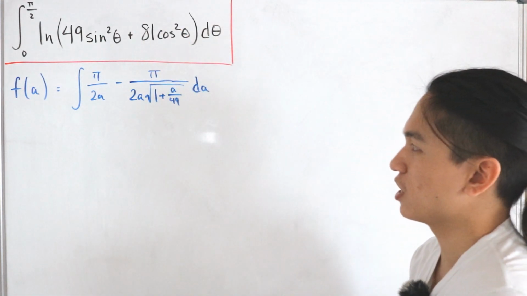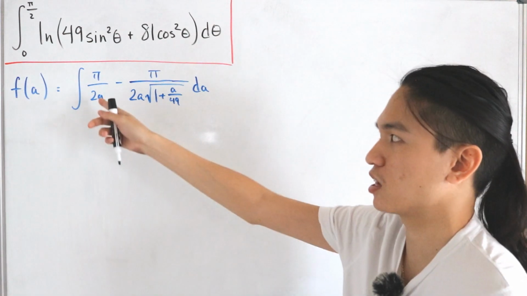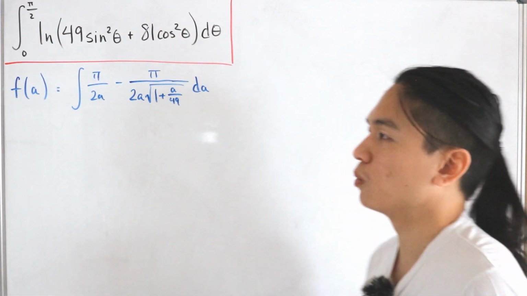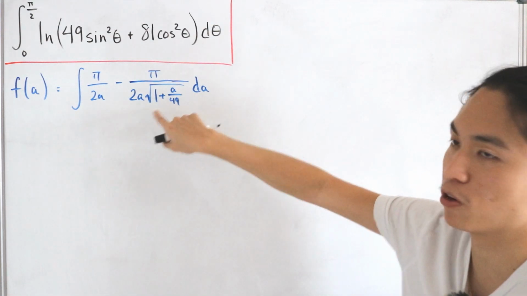So the first thing, as you notice, is that pi divided by 2a is actually not that bad to integrate, because this is going to be in the form of the natural log. What really is the difficult obstacle is that we have something of pi and then the square root function under the denominator.